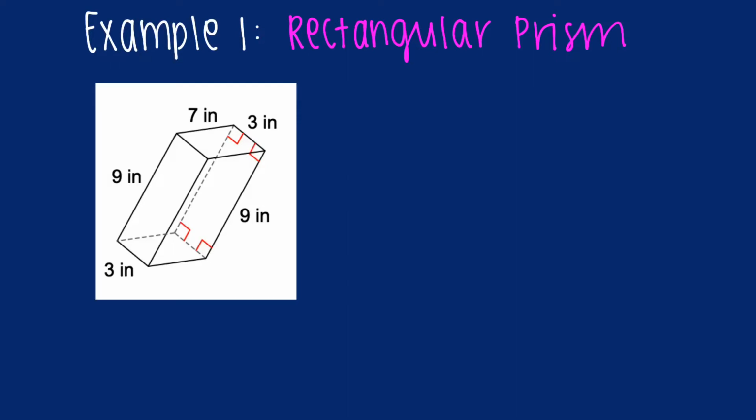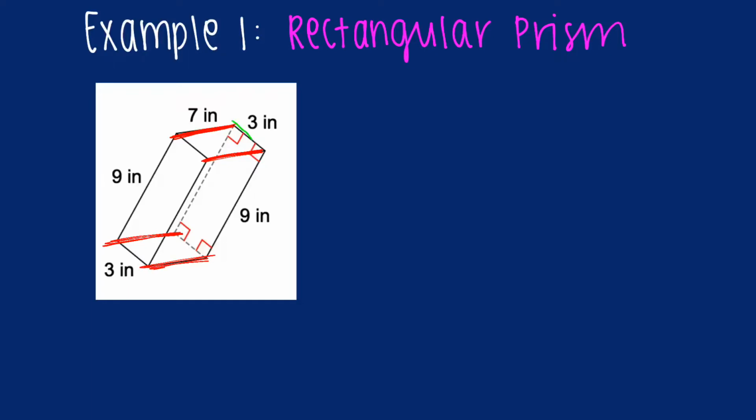Alright, so example 1, I give you a rectangular prism. And I have a couple of measurements here for you. I have 7, 3, 2 9s, and another 3. So I first need to look and see where all these measurements are. When I look, I have 7 up here at the top. And remember, these are rectangles in this one. So the side across from 7 is also 7. And then remember, the faces across from each other measure the same length. So these two sides at the bottom are also 7.